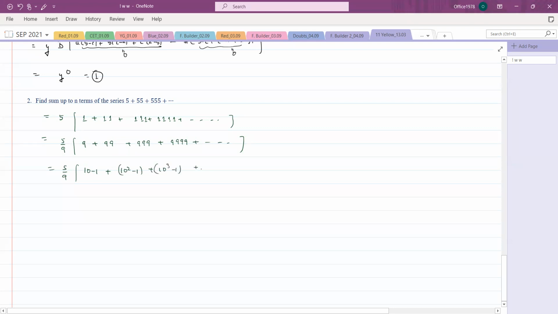Your try should always be that you get hold of some known series. 10 raised to 4 minus 1 and so on. 250 terms. So 10 plus 10 square plus 10 cube and so on up to 50 terms. Sir, it was n terms here. Okay, okay. Up to n terms. Raised to n. Minus 1, 1, 1, 1, n times. Correct?